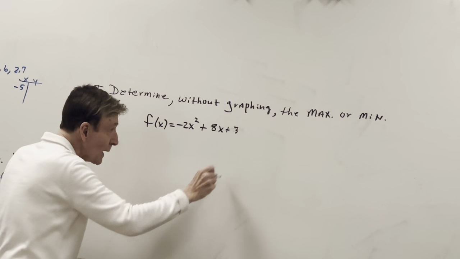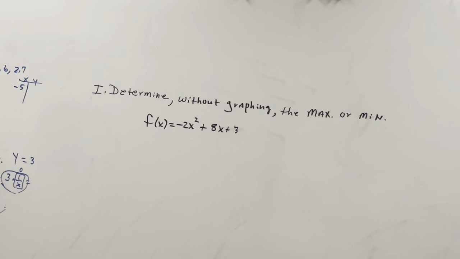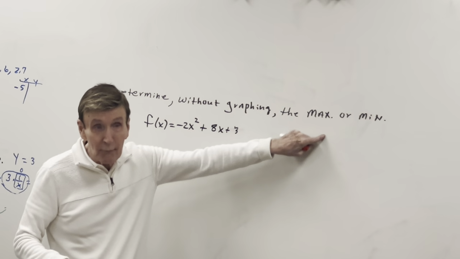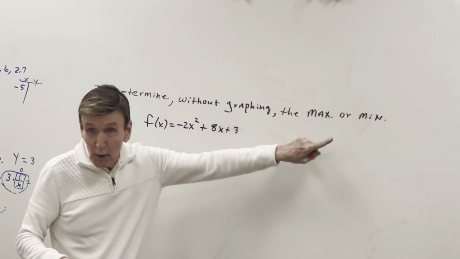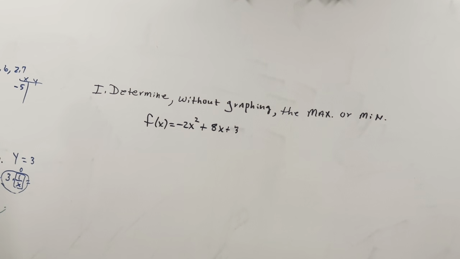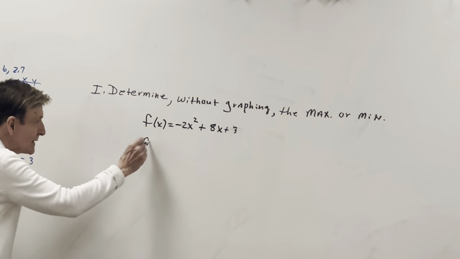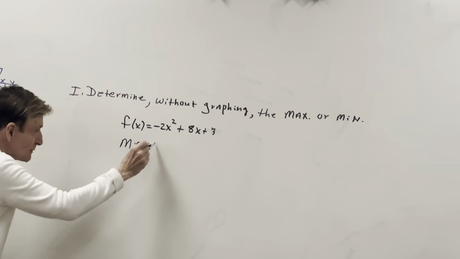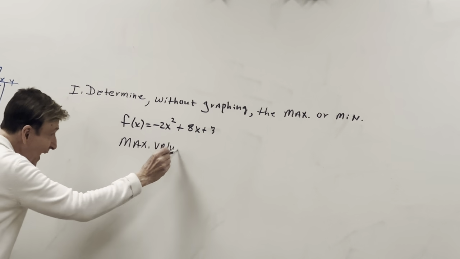You know that's going to be a parabola. It's quadratic. I'm not asking you to graph it. For goodness sake, we're not going to complete the square and go through all that business. I'm just asking you, is there a max on that graph without graphing it? Or is there a min? First one to identify, in this case, is a max. The parabola opens down. So I'm looking for the maximum value that this function takes on.